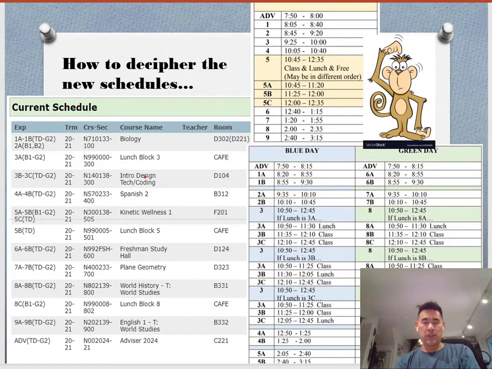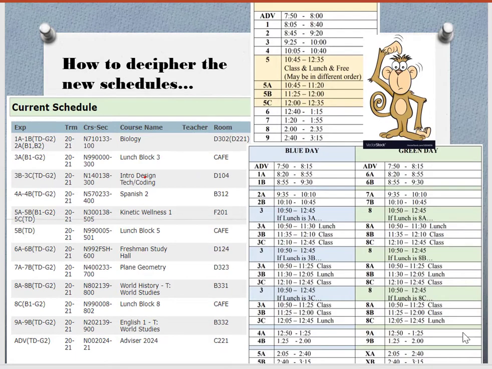So what you're going to need as we get started is your current schedule. You'll also need the daily schedules for the Trevian Day, which is in yellow, the Blue Day, which is the schedule that's in blue, and of course the Green Days, which is the green schedules. Okay, so grab those and we'll get started.